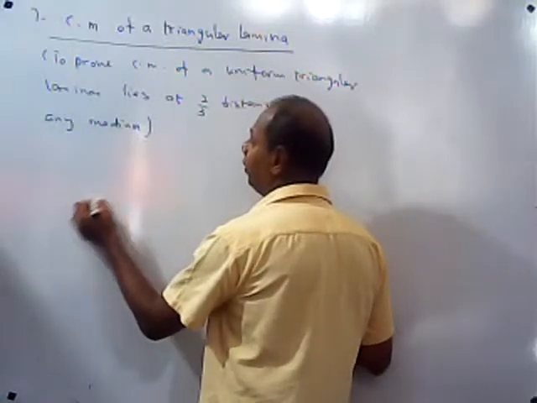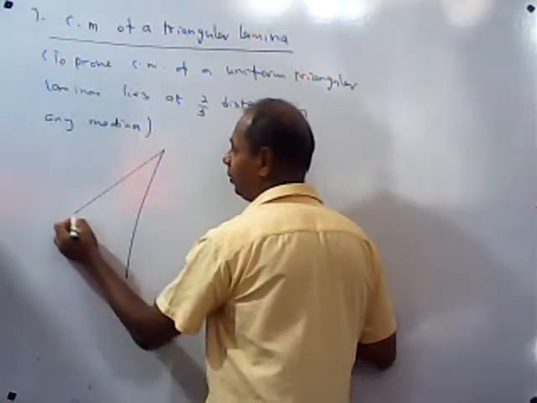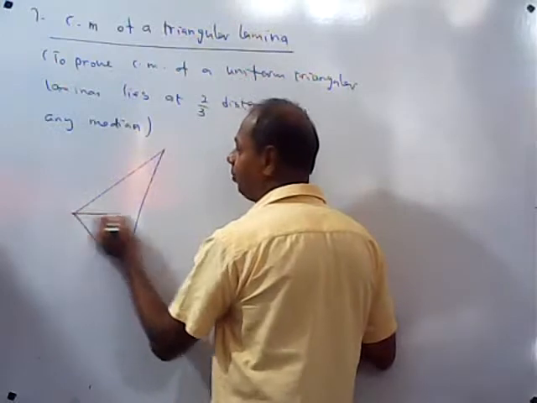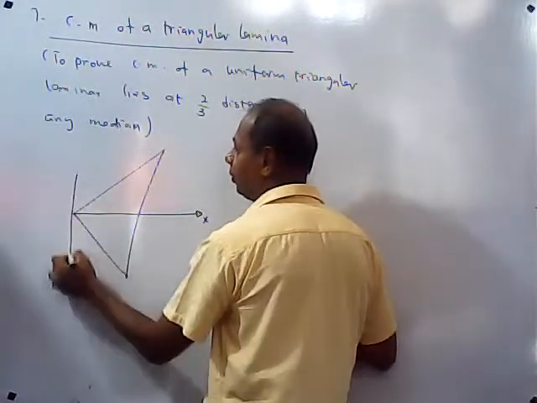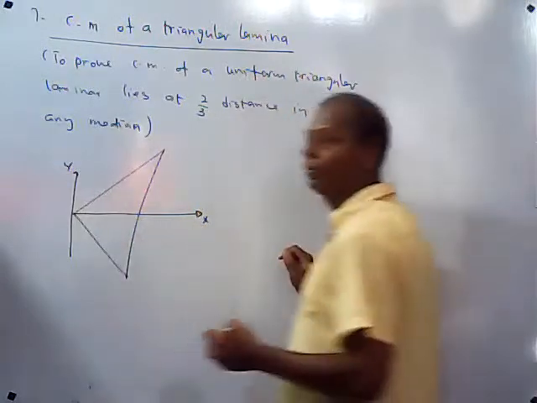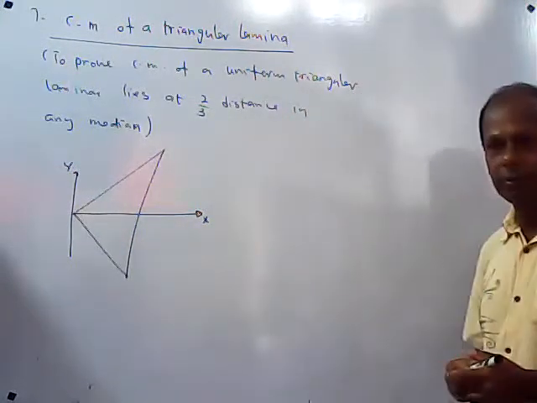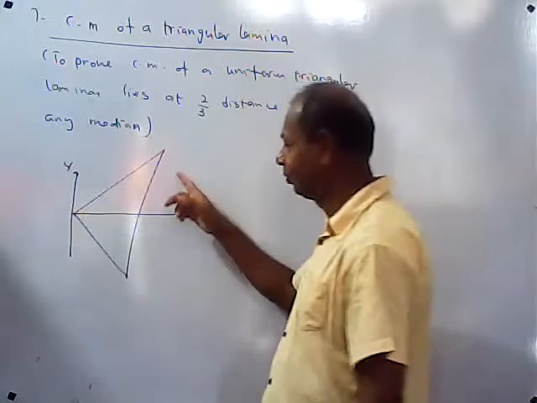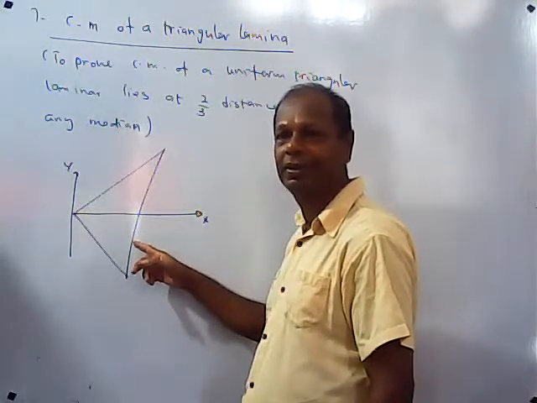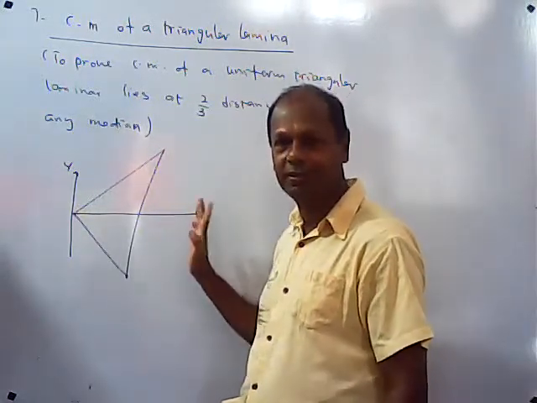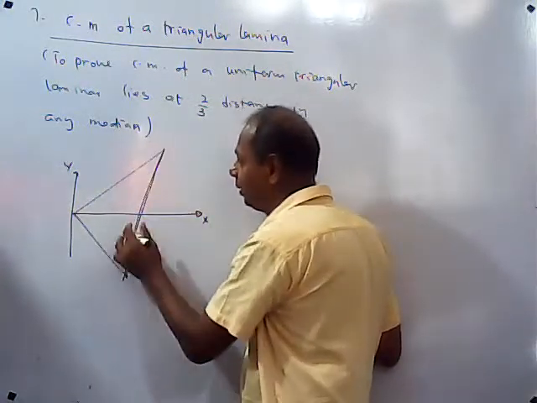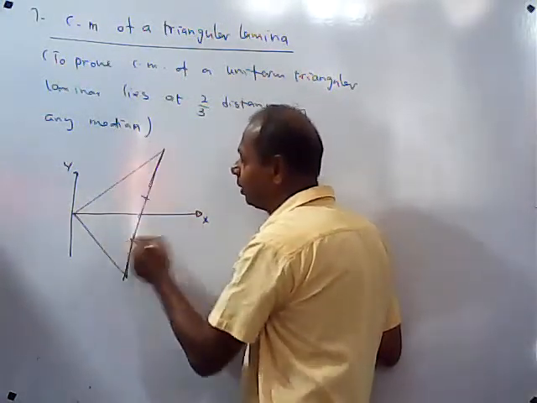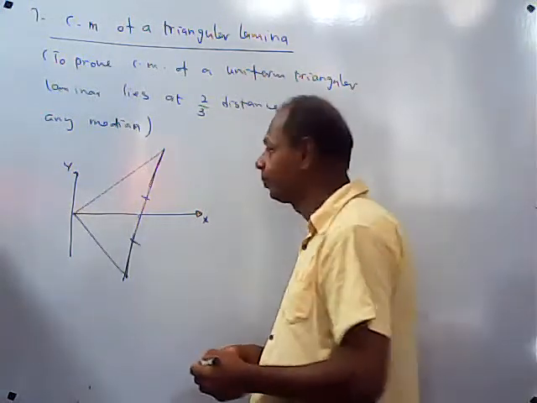Right. Draw a triangle. Take the median, the OX axis. Here we don't say that y bar equals 0, because generally it is not symmetric about the x-axis, right? This is the median, to indicate that it is the median.